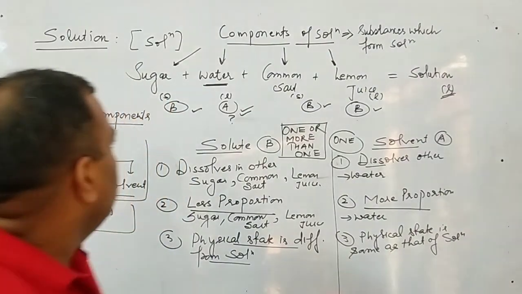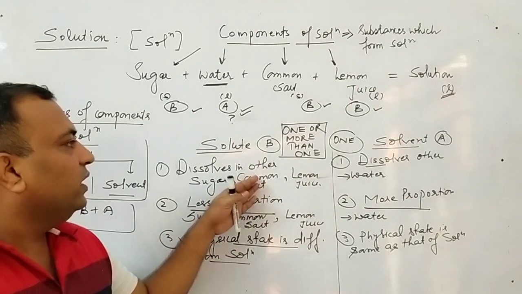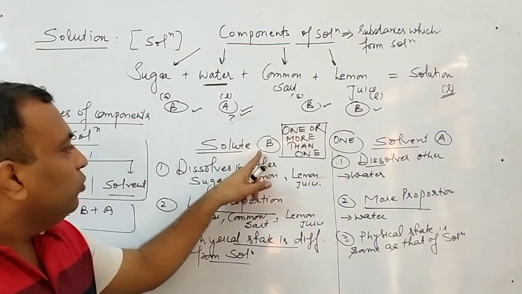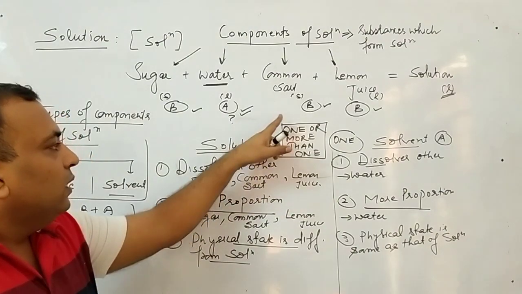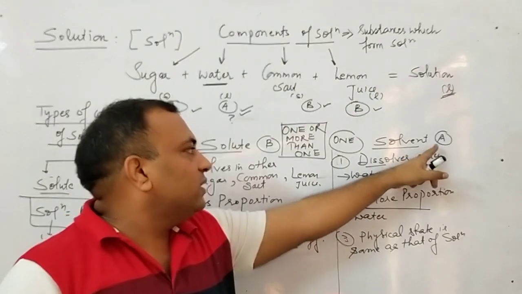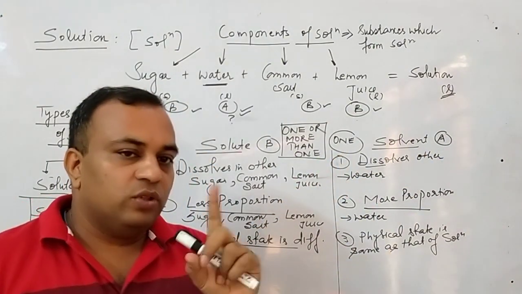So this we have done. How many types of components? There are two types of component. One is solute, another one is solvent. The thing that you have to remember: solute is symbolized by B. It may be one or more than one. While solvent is symbolized by A. This is one only, not more than one.